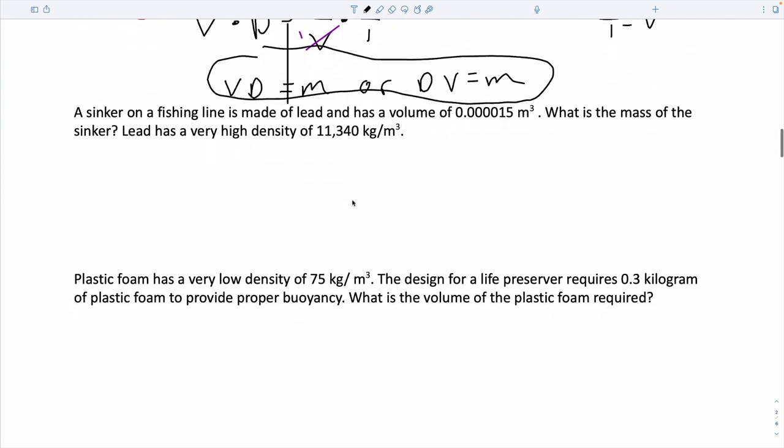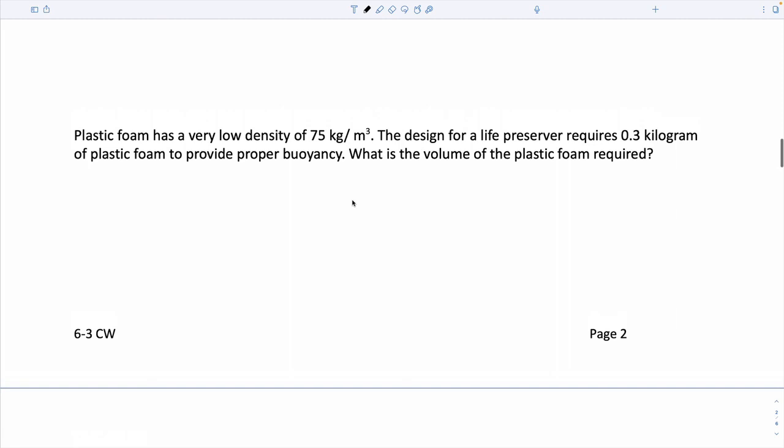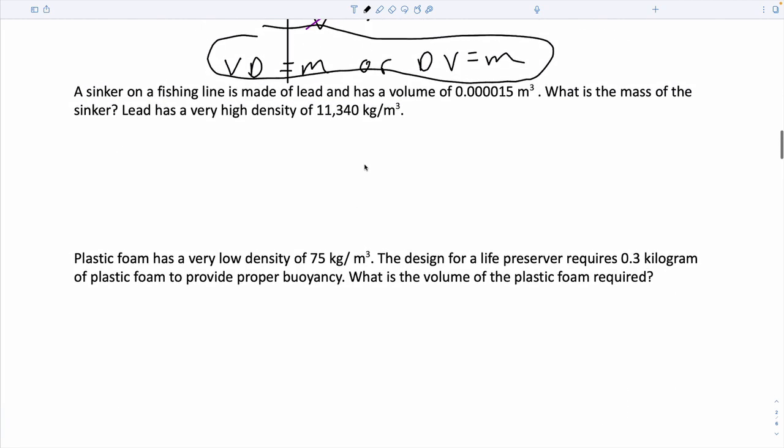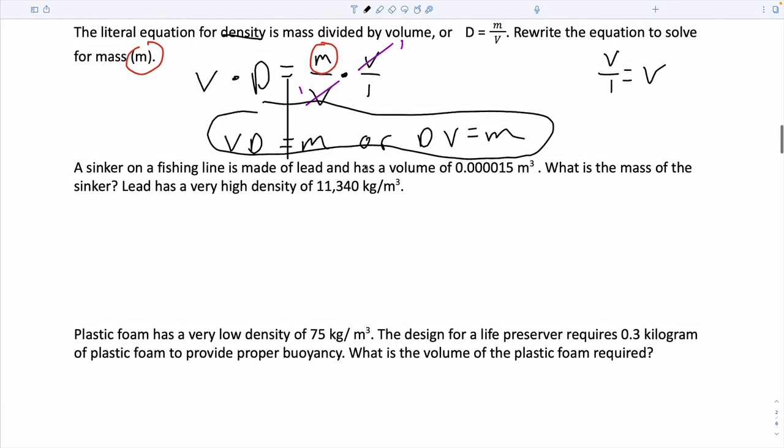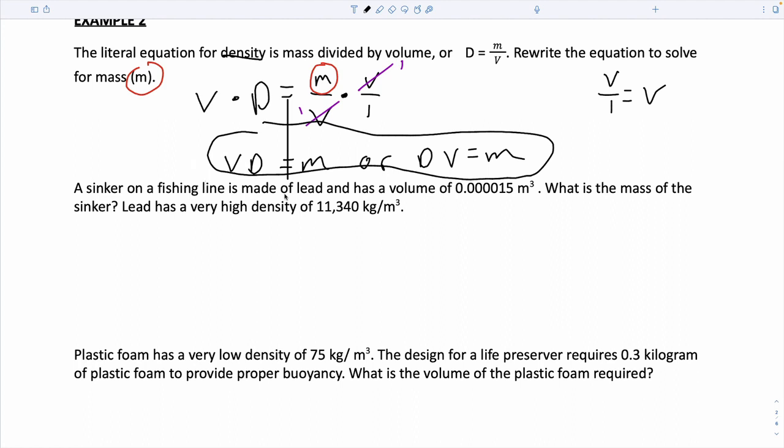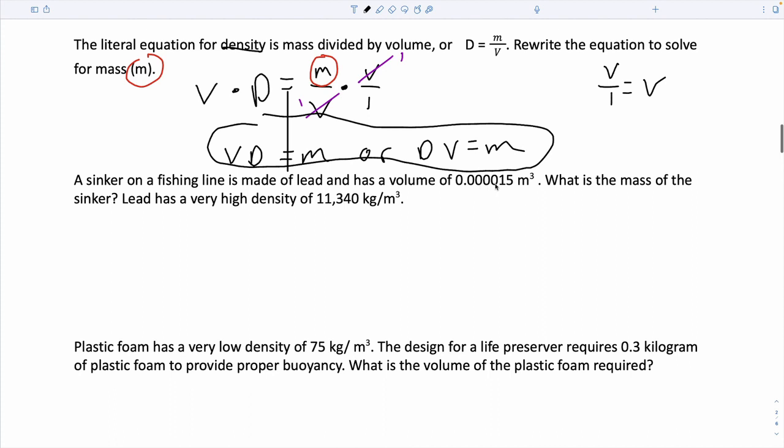Example 2 again. What are we doing with this one? It's the same one. So a sinker on a fishing line is made of lead and has a volume of 0.0000015 meters cubed. What's the mass of the sinker? Lead has a very high density of 11,340 kilograms. They give you the density, so let's just throw these two numbers into the equation.